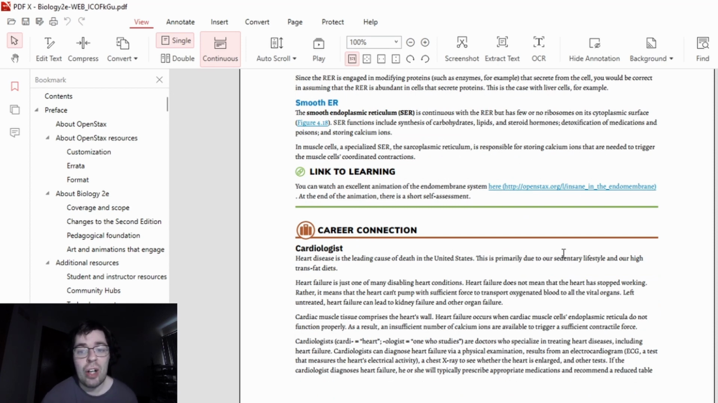The smooth ER is continuous with the rough ER, but has few or no ribosomes on its cytoplasmic surface. The smooth ER's function includes synthesis of carbohydrates, lipids, and steroid hormones, detoxification of medications and poisons, and storing calcium ions. In muscle cells, a specialized smooth ER, or sarcoplasmic reticulum, is responsible for storing calcium ions that are needed to trigger the muscle cell's coordinated contractions.